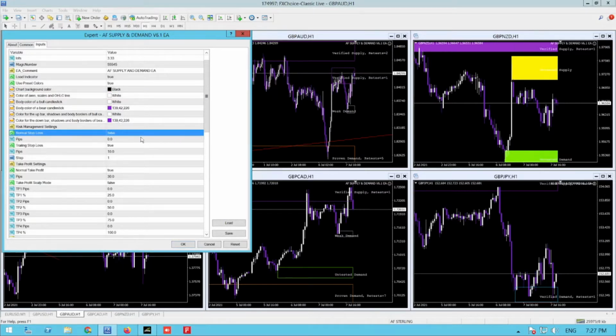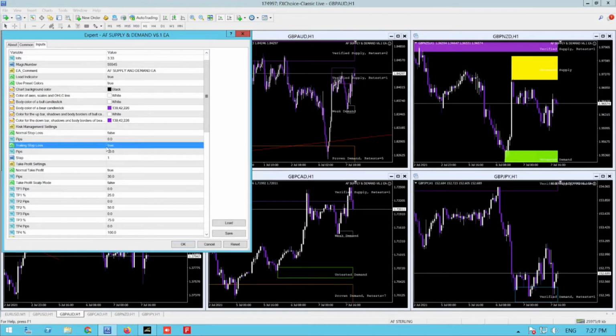I've set that to false. The reason why is, let's just use an example. If it was set to true, your stop loss will be placed here above the high, and obviously the trade will then go ahead. However, sometimes that doesn't always work the way you want it to work. So what we've done is include a trailing stop loss, which is actually set to true.